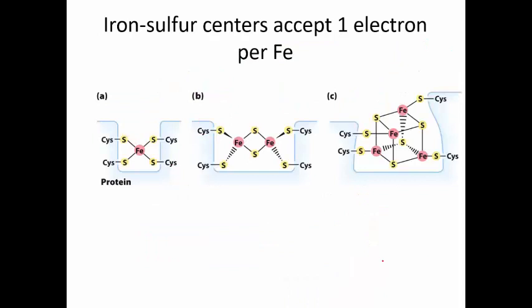Iron sulfur centers can accept one electron per iron, but some iron sulfur centers are going to have more than one iron. So this one, for instance, could accept 2 electrons, 1 on each iron, and this one could actually accept 4. We're not going to focus too much on iron sulfur centers. You should know that they exist, but we're going to focus more on the Q and the other ones we've already seen.